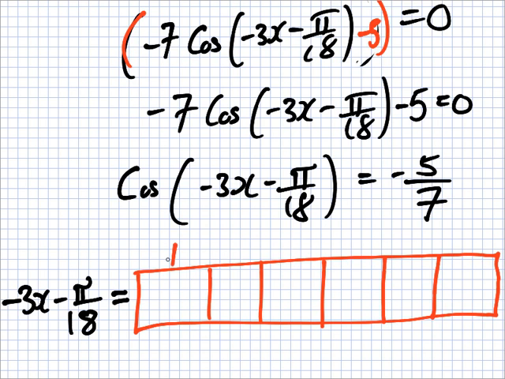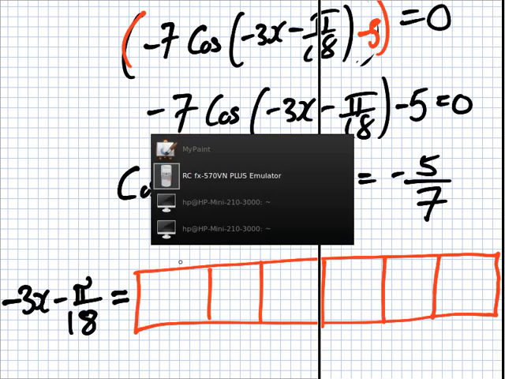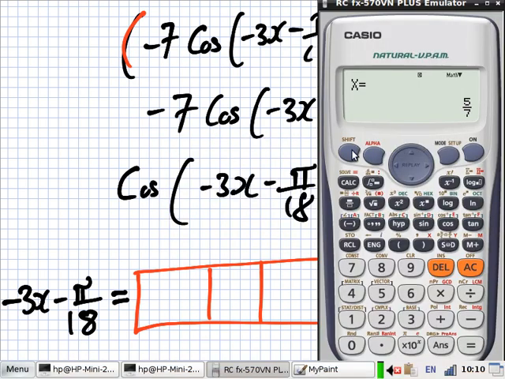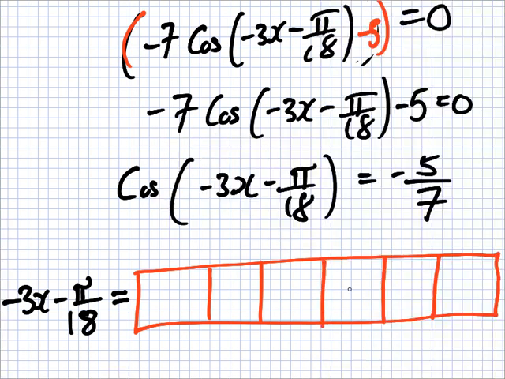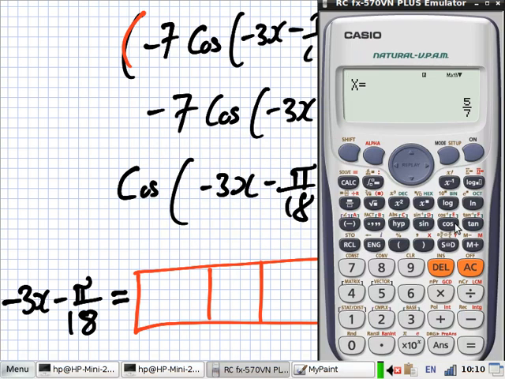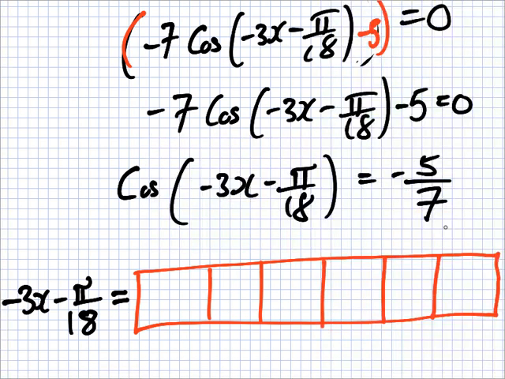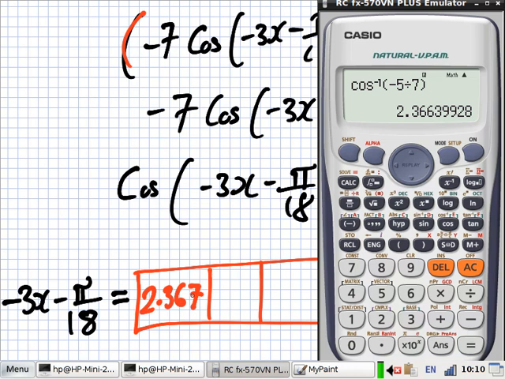The first one we get from the calculator. So if I just stick the calculator in radian mode and do a cos inverse of 5 over 7. 2.367. Shouldn't you keep it in fraction? The calculator won't give it to me as a fraction anyways. Okay, how do we get the second answer for cos?